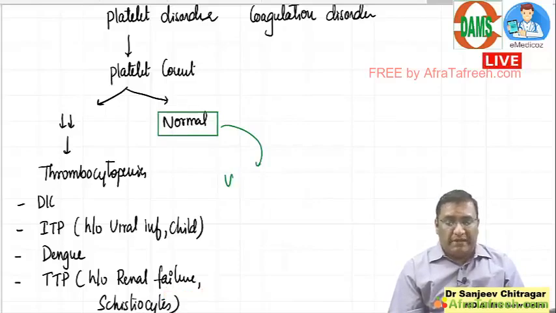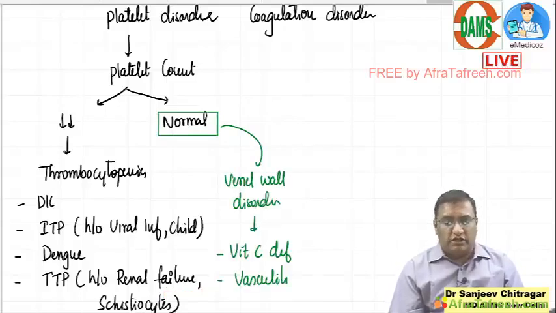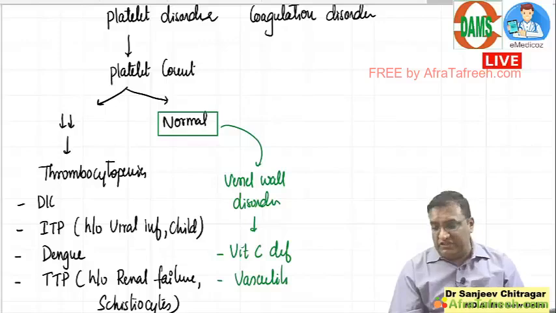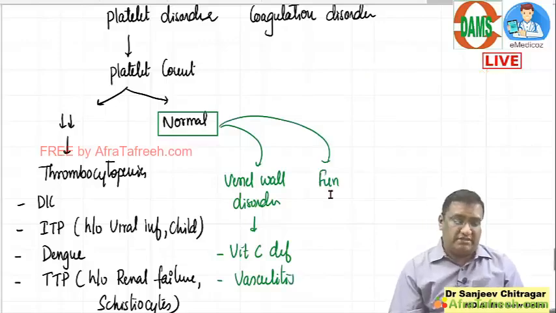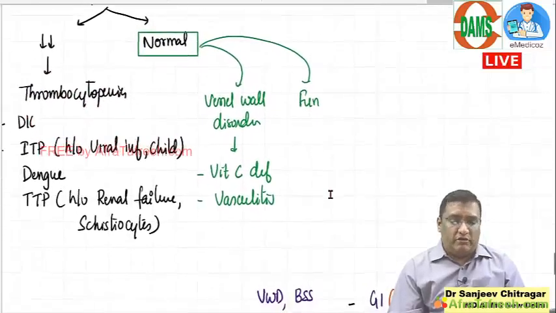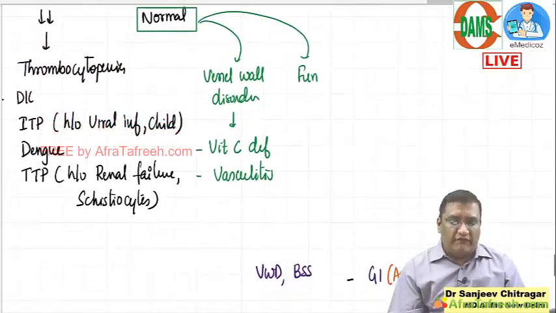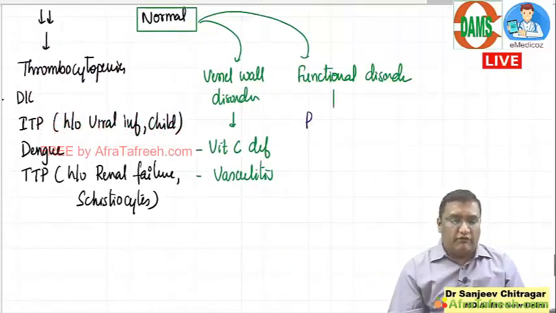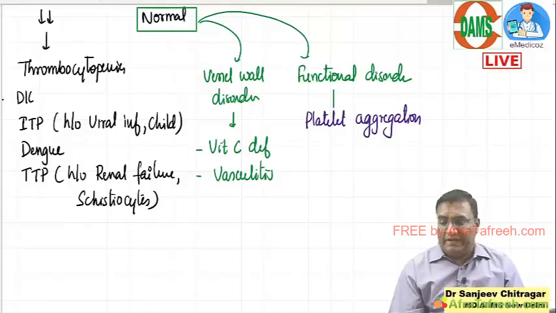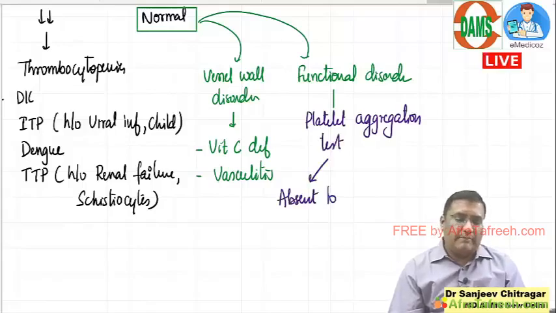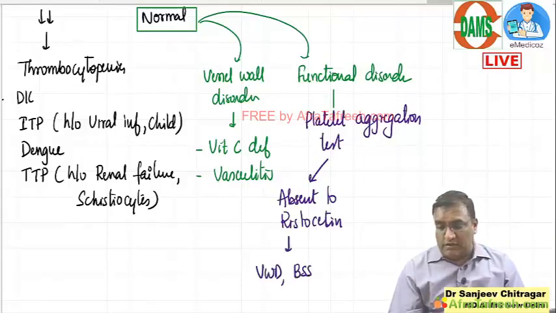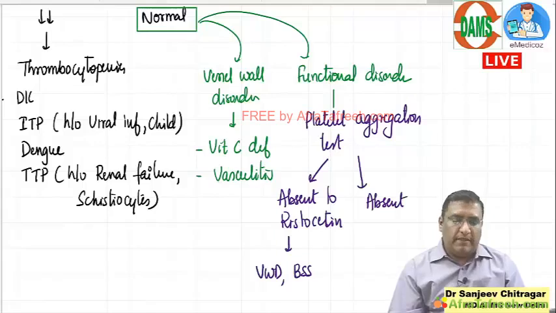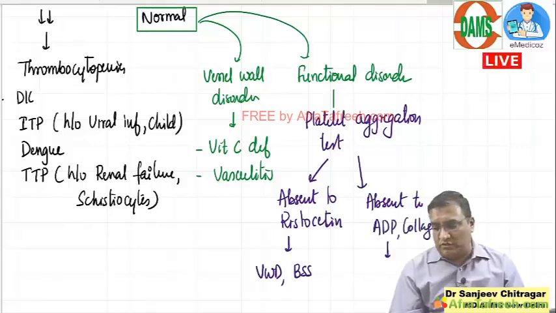Now, normal platelet count could be a vessel wall disorder, which can be a vitamin C deficiency or a vasculitis. Or one more will be a functional disorder of platelet. So functional disorder of platelet, then do a platelet aggregation test. Absent aggregation to ristocetin: VWD or Bernard-Soulier syndrome. Absent to ADP and collagen.